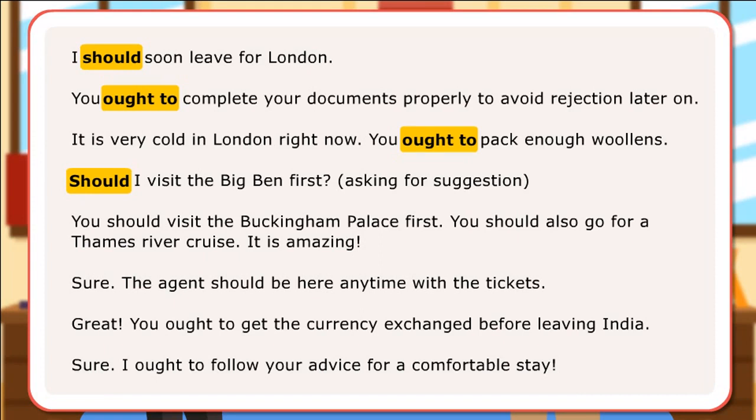Asking for suggestion. You should visit the Buckingham Palace first. You should also go for Thames River cruise. It is amazing. Sure, the agent should be here anytime with the tickets. Great, you ought to get the currency exchanged before leaving India. Sure, I ought to follow your advice for a comfortable stay.